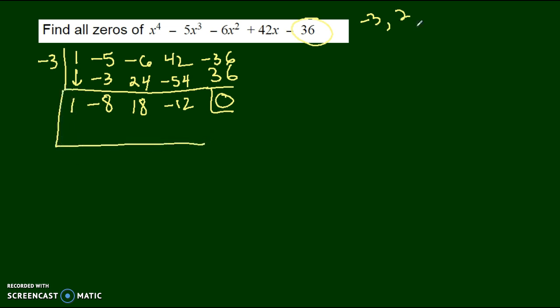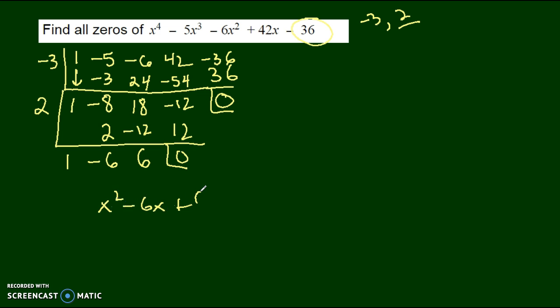So I'll do another one, and this time I'll use the 2. 2, 1. Multiply 1 times 2. Add these together. Multiply these together. Add these together. Multiply these together. Add these together, leaving us with x squared minus 6x plus 6.